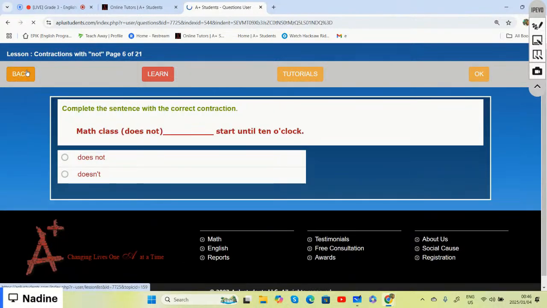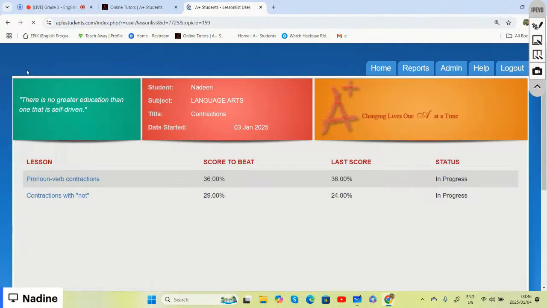All right, so this is the end of our lesson on contractions. We said that a contraction is a shortened form of two words, and we leave out one or more letters in order to show the contraction of those specific words. You can remove more than one letter, but use only one apostrophe. So we can use contractions with pronouns and verbs as well as with not.